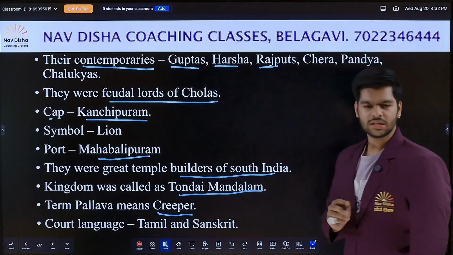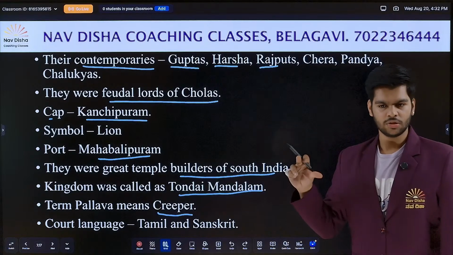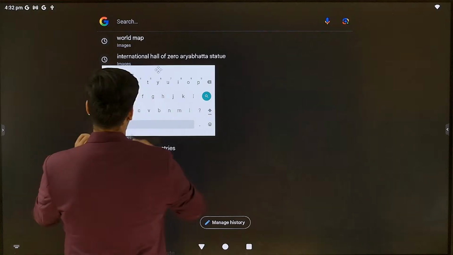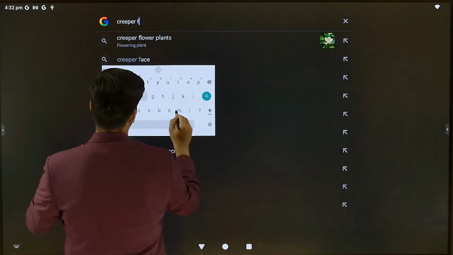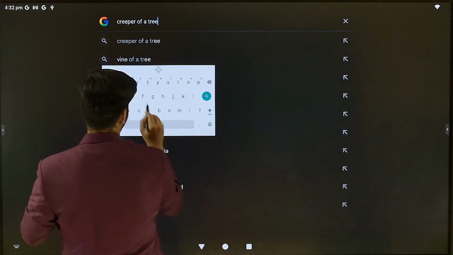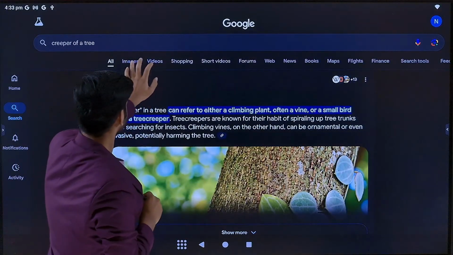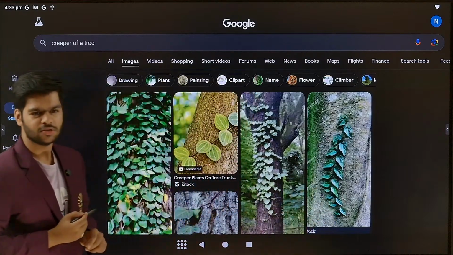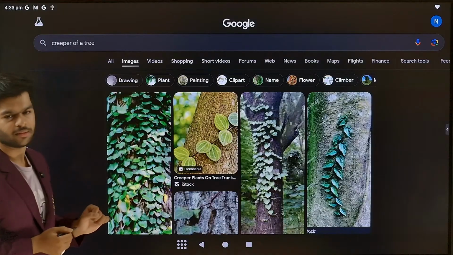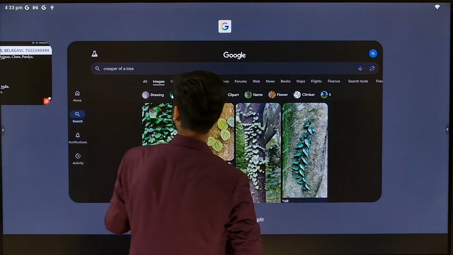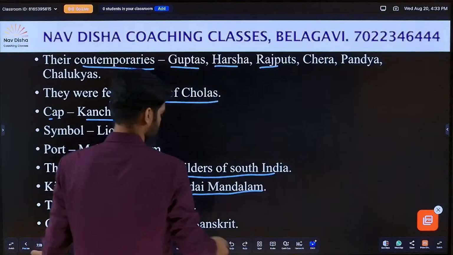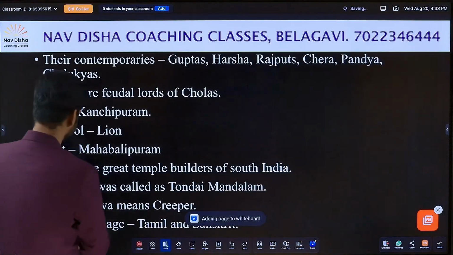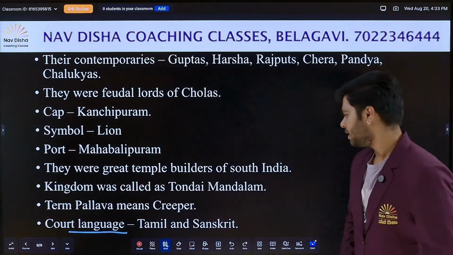The term Pallava means creeper. You know what a creeper is? There is a bigger tree, to which the small creeper grows. See, this you can see. This is a creeper. Understood what a creeper is? So in Tamil, this term means Pallava. Okay. So the term Pallava means creeper. Court language is Tamil and Sanskrit. Two languages were there, Tamil and Sanskrit.